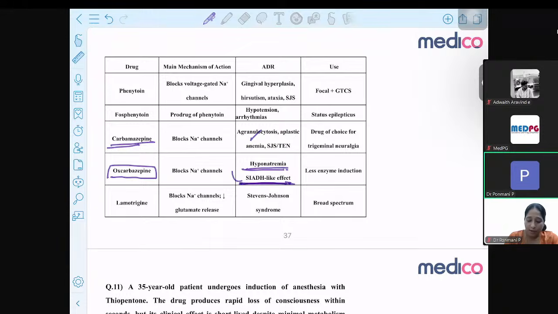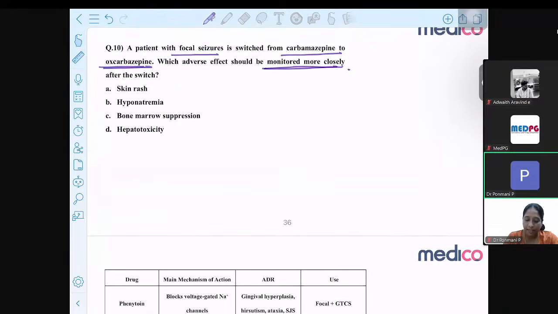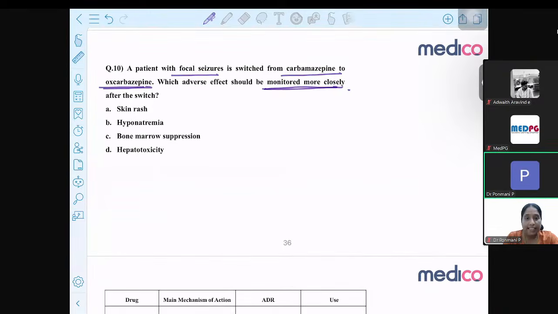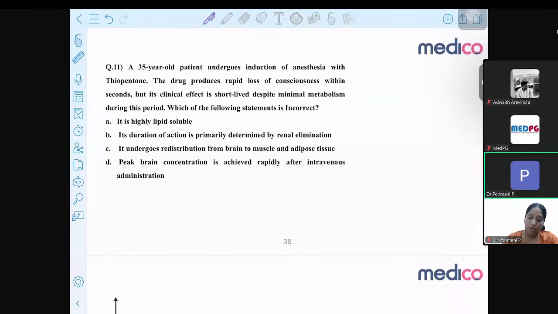Okay, so this is one of the important side effects which you get with oxcarbazepine. Therefore, the right answer here is option B, which is hyponatremia. Okay, so the moral is that please learn the table. You will get all the mechanism and ADR in that. Right? Fine. So now we'll move to the next question.